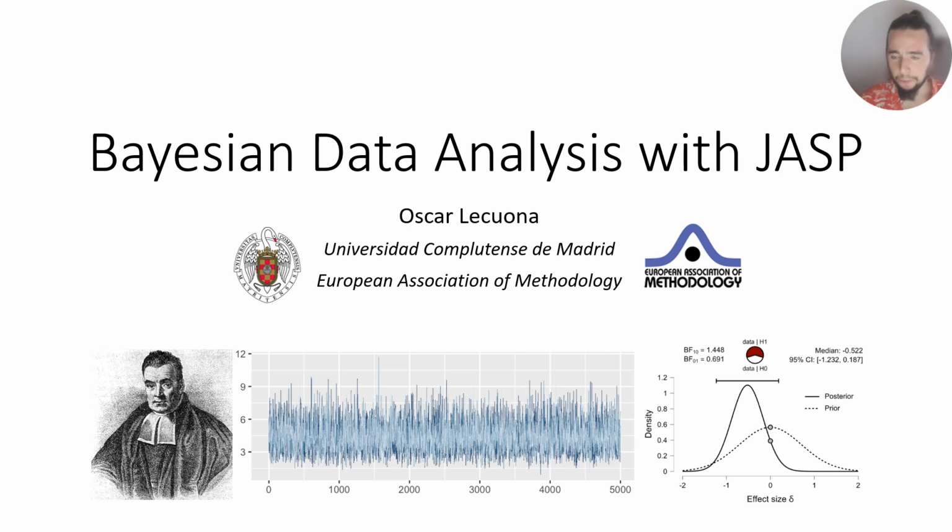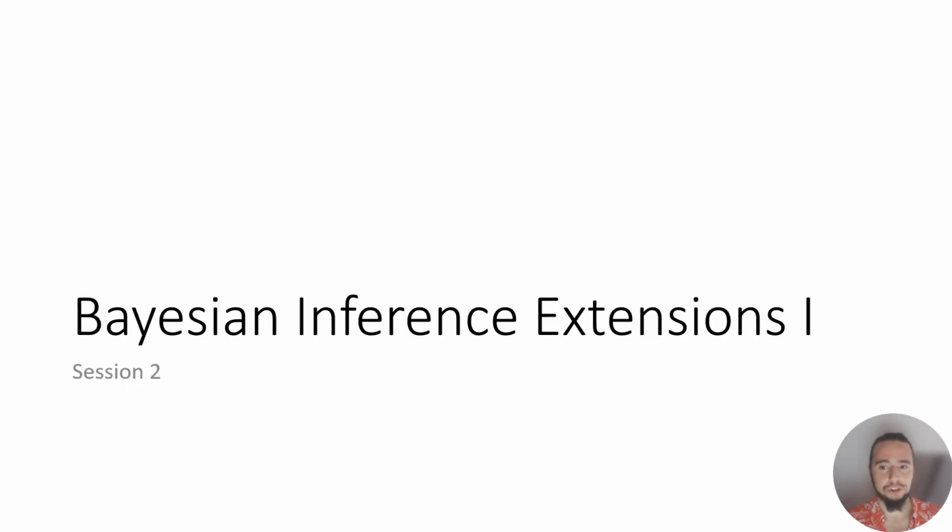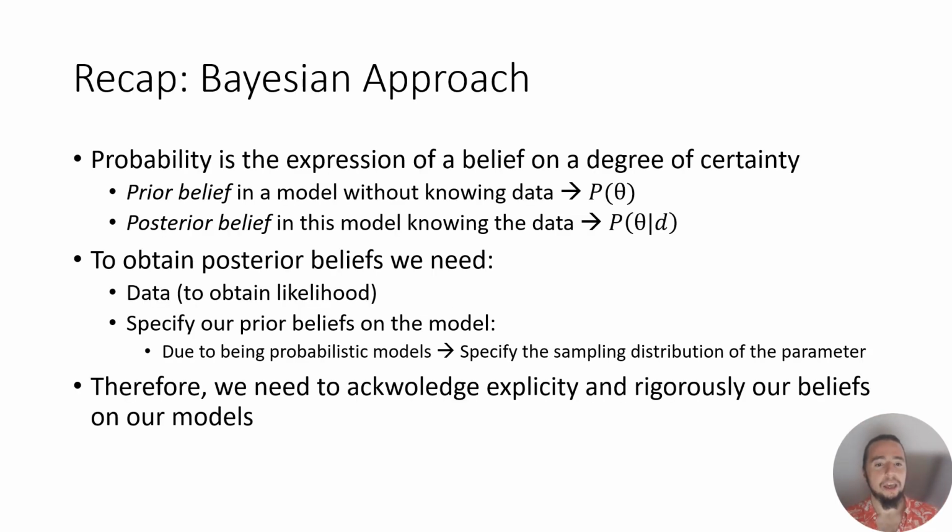Okay, so now that we have cleared the core of Bayesian inference, let's talk about the extensions. More concretely, the extensions for this Bayesian approach. So, quick recap. Now we have probability assumed as the expression of a belief.